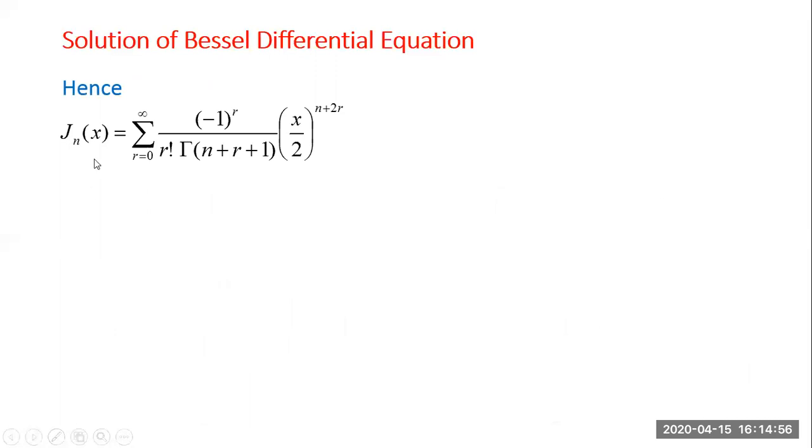So Jn of x is nothing but summation minus 1 power r divided by r factorial gamma of n plus r plus 1 into x by 2 to the power n plus 2r. So what is this Jn of x? It is a solution of the Bessel's equation 1. This solution we got by taking k is equal to n.